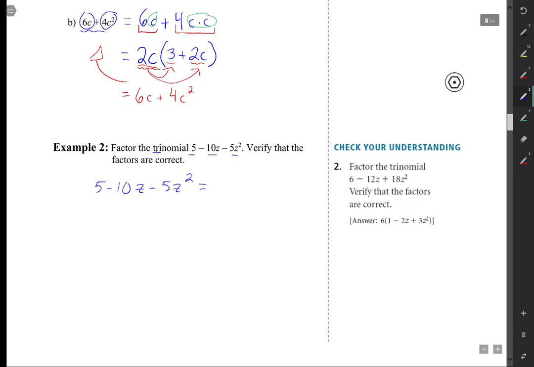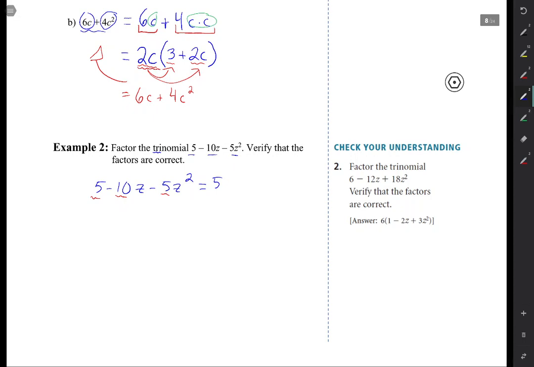And let's put a little equal sign. So let's start off with the coefficients. So now we're looking at all 3 of these. We're looking at 5, 10, and 5. What is the biggest number that divides into 5, 10, and 5? Well, the biggest one I can think of is 5. So let's put a 5 out there.